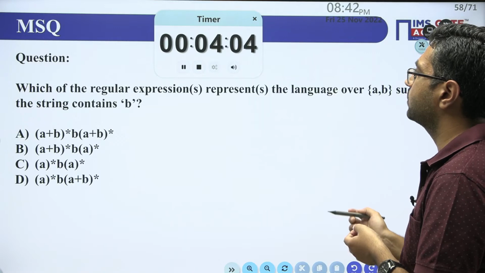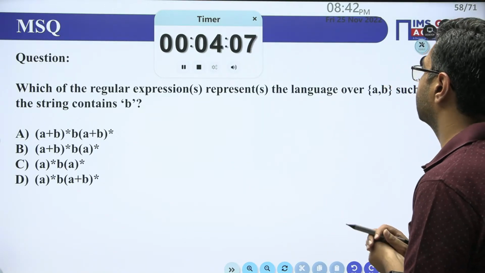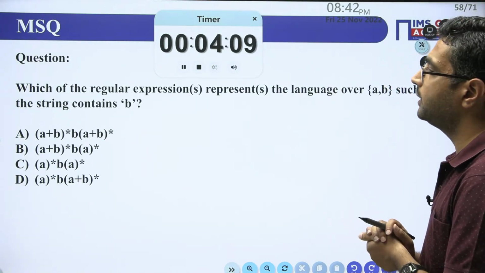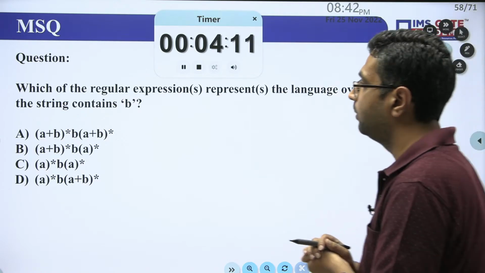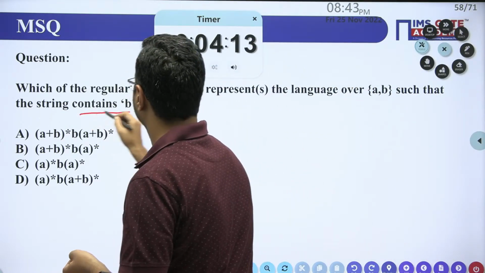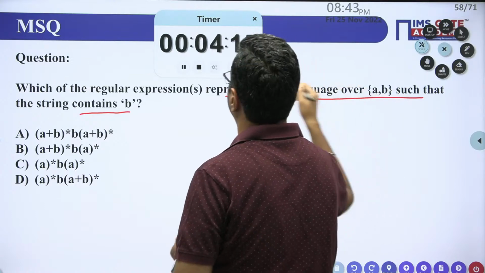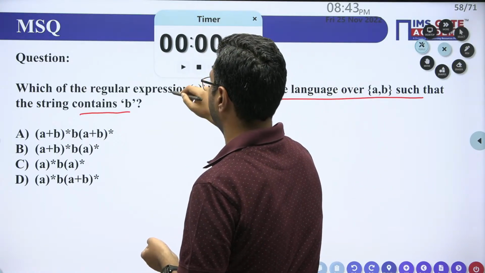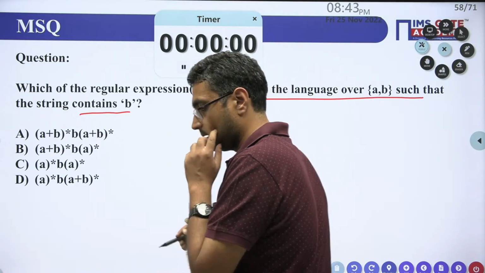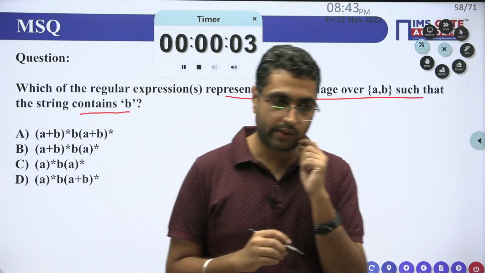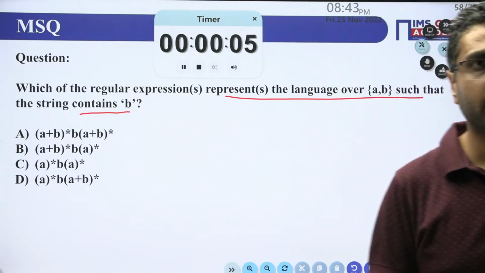So here is the next question for you guys. Which of the regular expressions represents the language over {a, b} such that the string contains b? I'll give you another 2 minutes to solve this. And this is probably the last question on regular expressions. Then we move to the next topic.